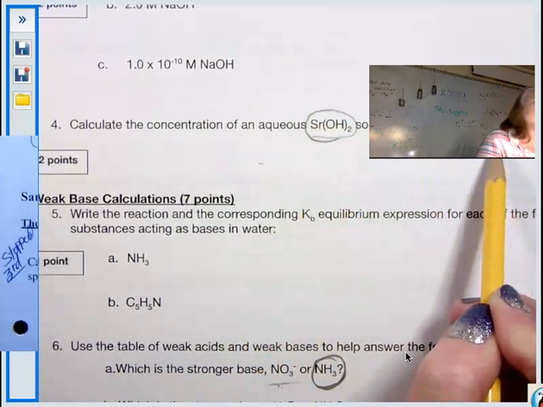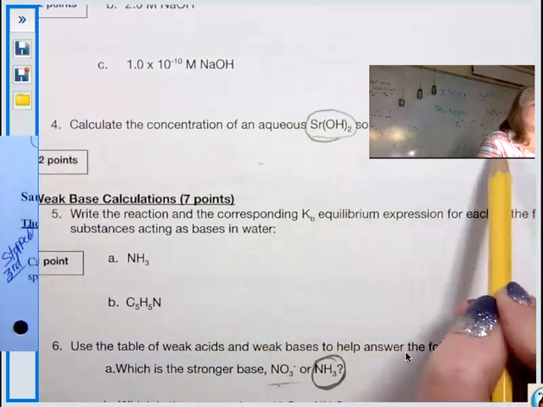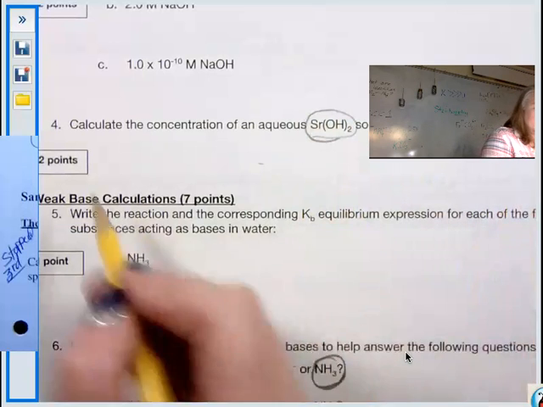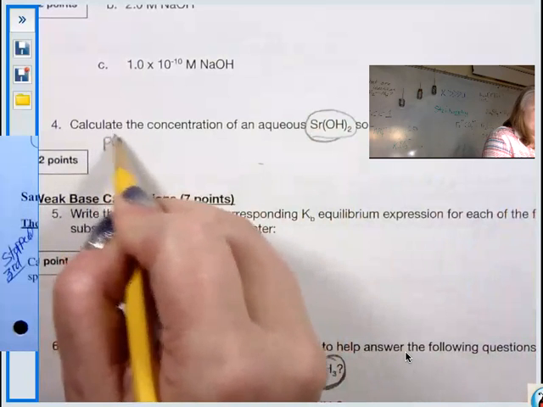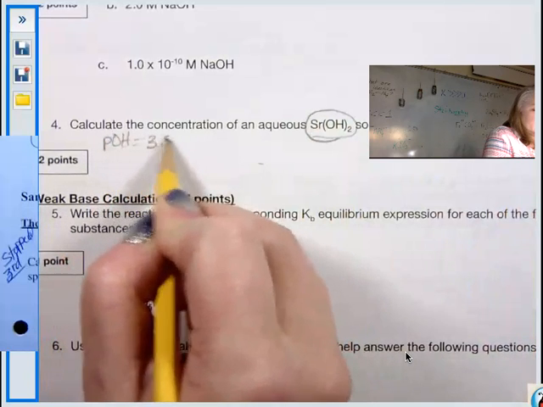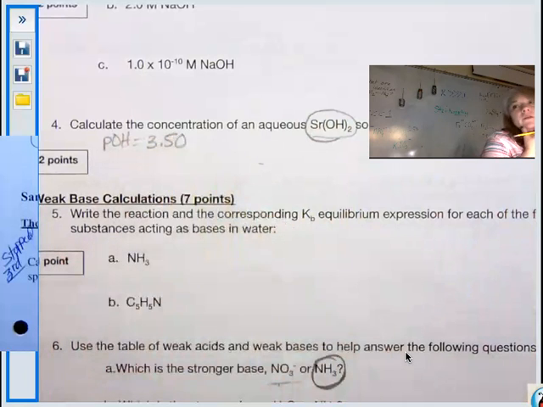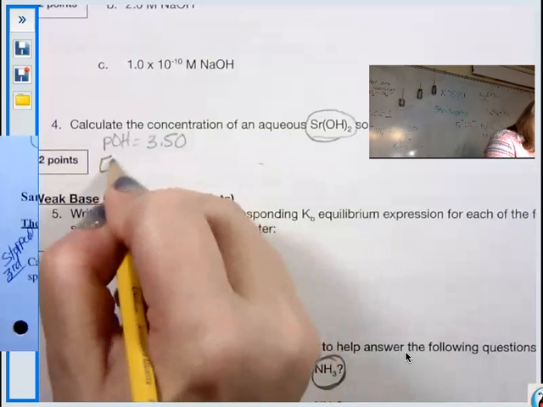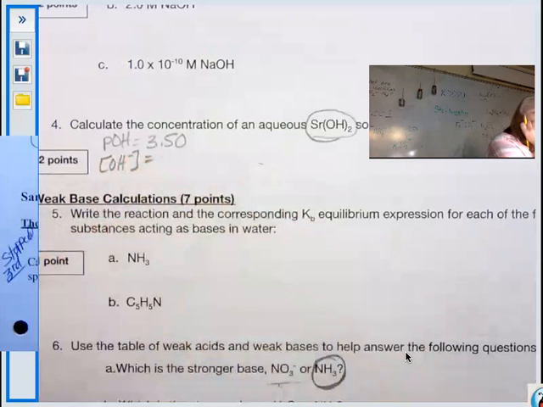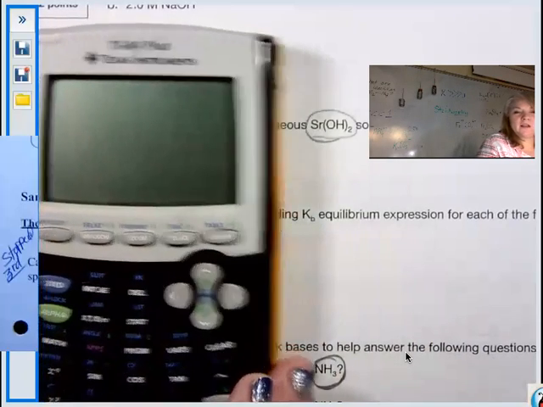I would agree, Alex. So Alex says we should start by subtracting the pH from 14. That'll give us pOH, right? And so pOH would be 3.50. Now, what are we going to do from there? We need OH minus. How are we going to get that? Log. No, not the log. The anti-log. There you go.